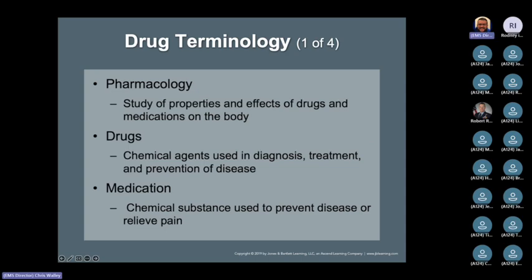All right, so drug terminology. Pharmacology is the study of properties. Now, when we say properties, remember that's also the characteristics and effects of drugs and medications on the body. So when we start to give those characteristics, we need to know about pain medicines. What are they doing? They're hiding the receptors. They're kind of closing those.